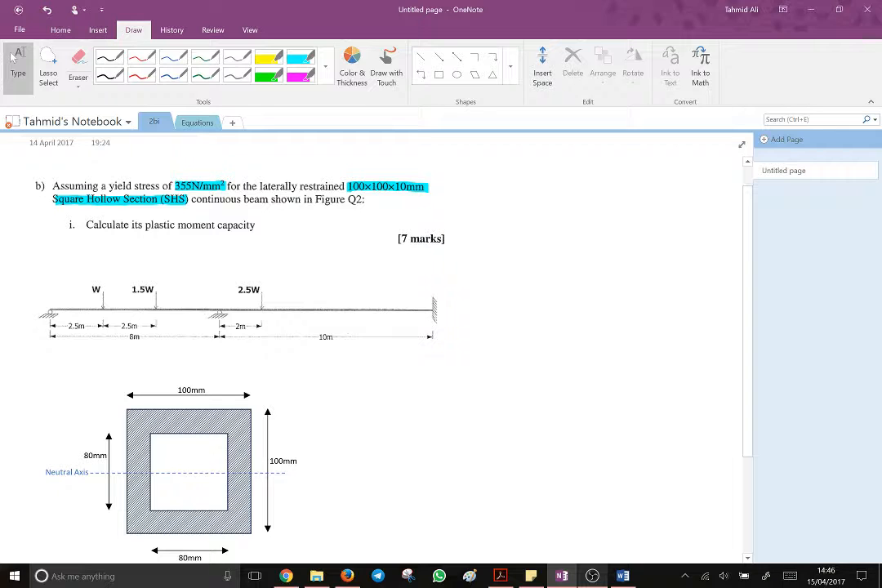In this segment, we will be answering a question from the past paper 2015, question 2BI, where we are asked to calculate the plastic moment capacity. Plastic moment capacity is simply the moment exhibited by the beam just before a hinge forms in a beam. And to calculate this, you have two options.